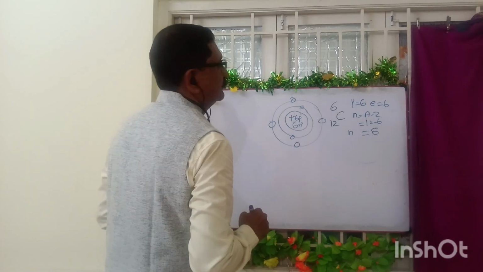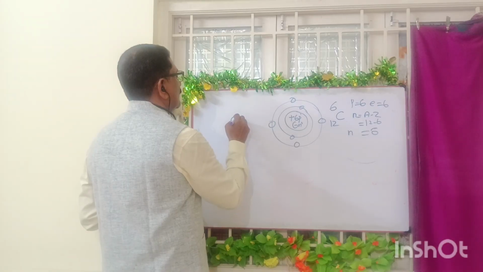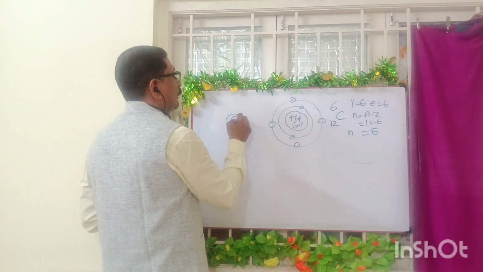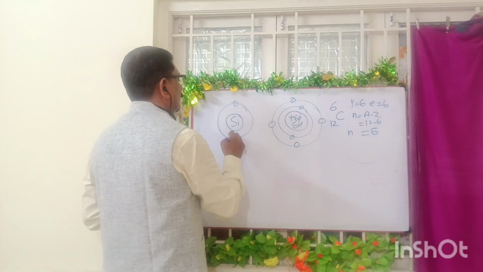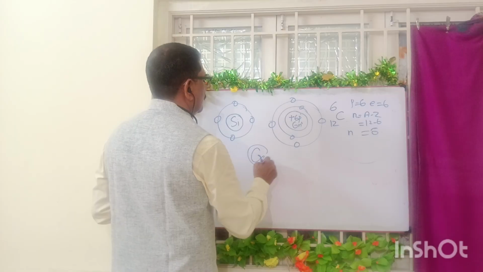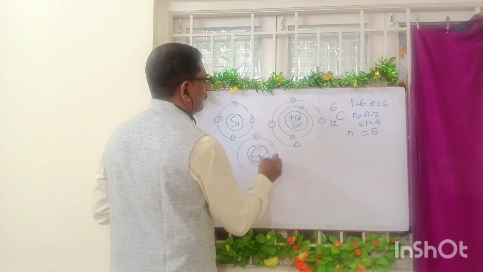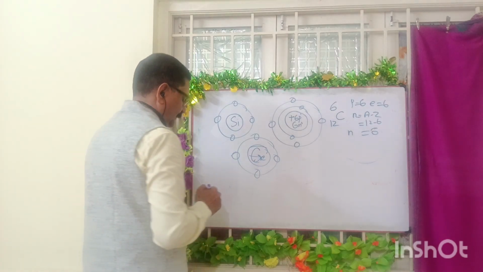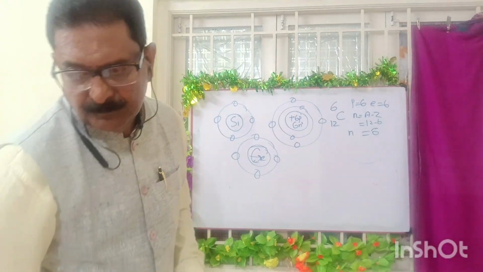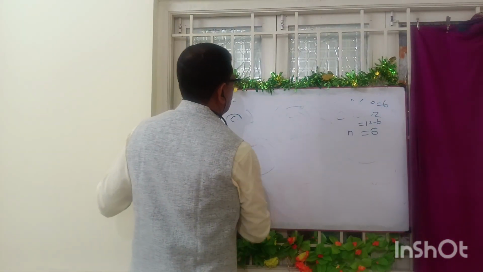Carbon has been placed in the fourth group. Then silicon, the nucleus and all the inner orbits, outside 4 electrons. Germanium, nucleus and the inner orbits, here the outside will be 4. That is why it is placed in the fourth group. That is fourth. Then fifth group.